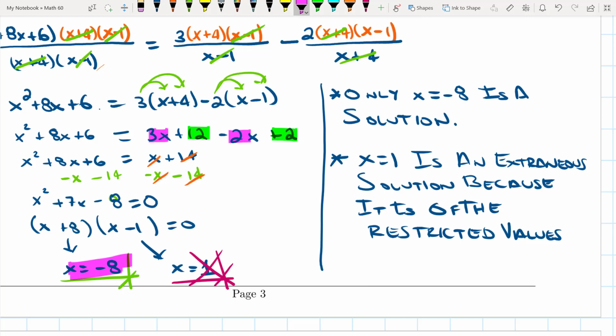So guys, this is the updated version of this problem. So go back to your lecture notes and change the solution you have for this one before.